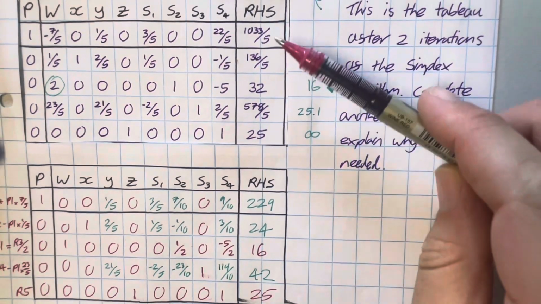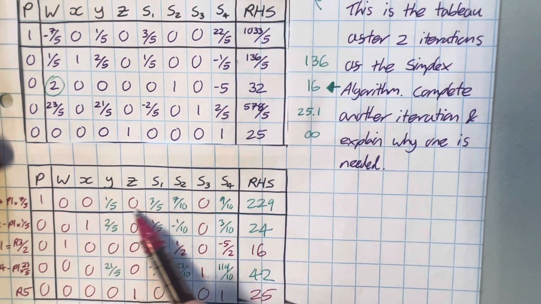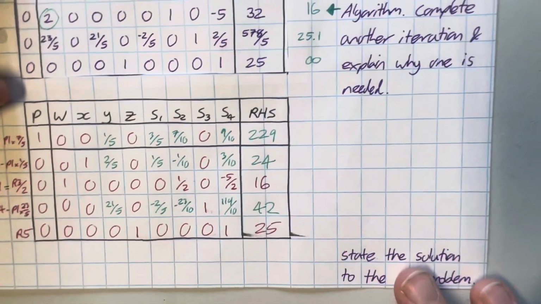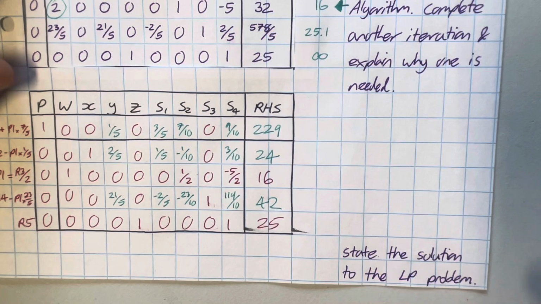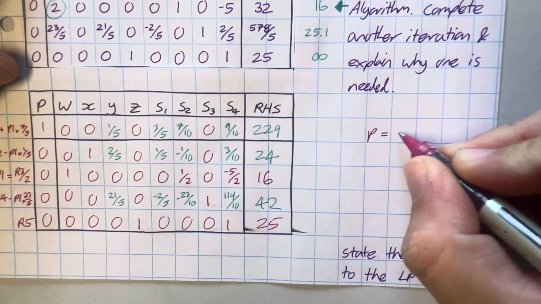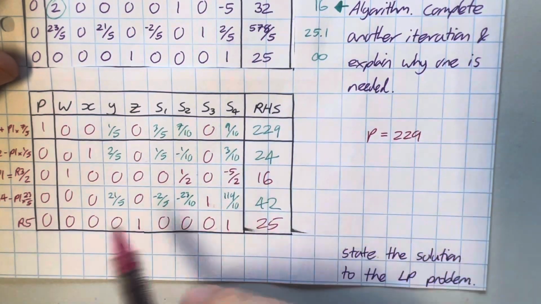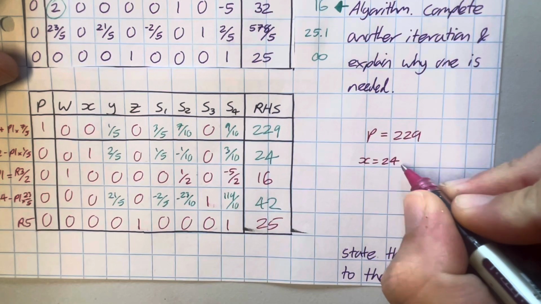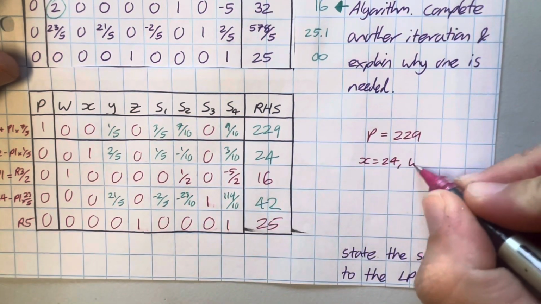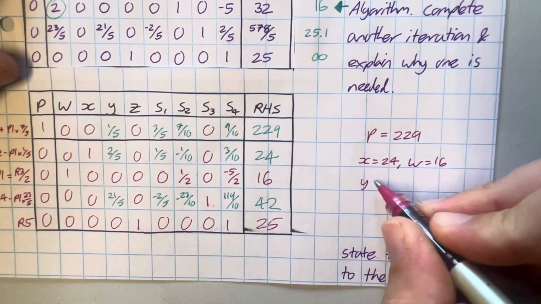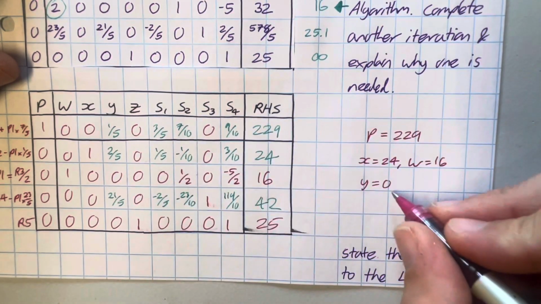And again, we can see that we are at the optimal vertex now because there are no negatives in our objective row. So we can extract our linear programming solution. The solution to this linear programming problem is P equals 229, and this occurs when X equals 24, W equals 16, Y is a column full of junk, so Y is 0, and Z is 25.